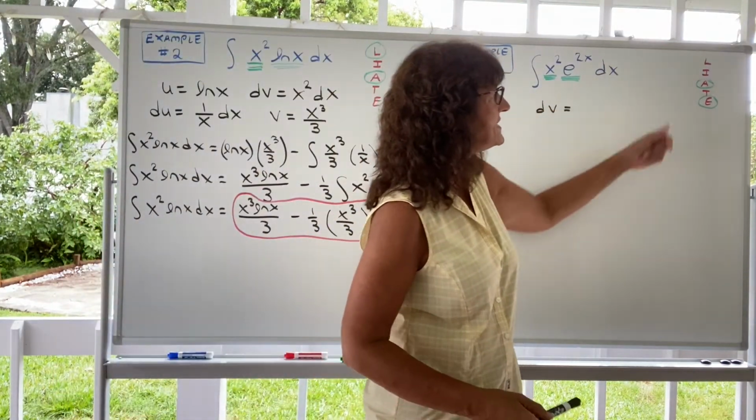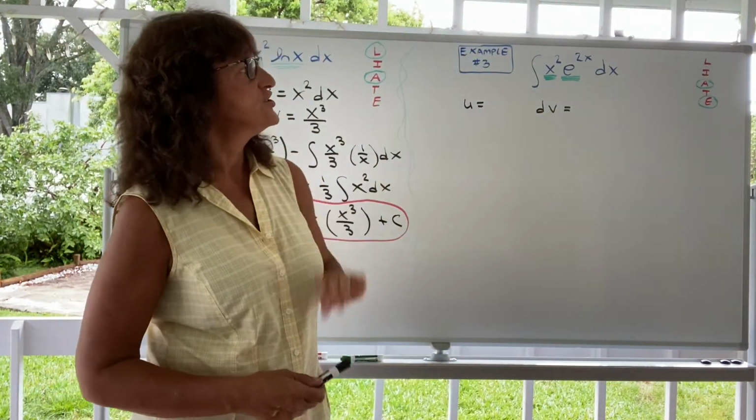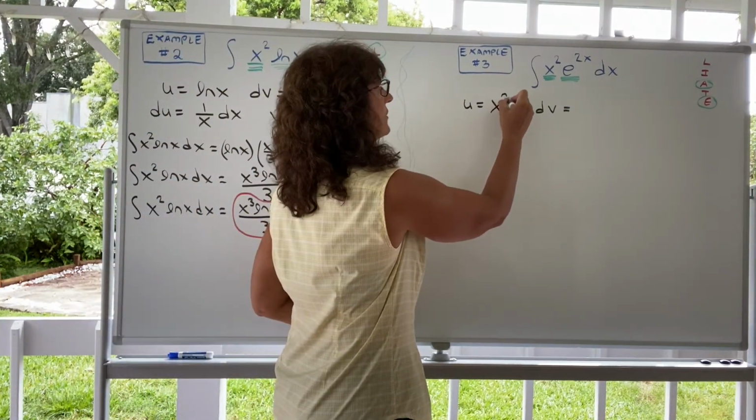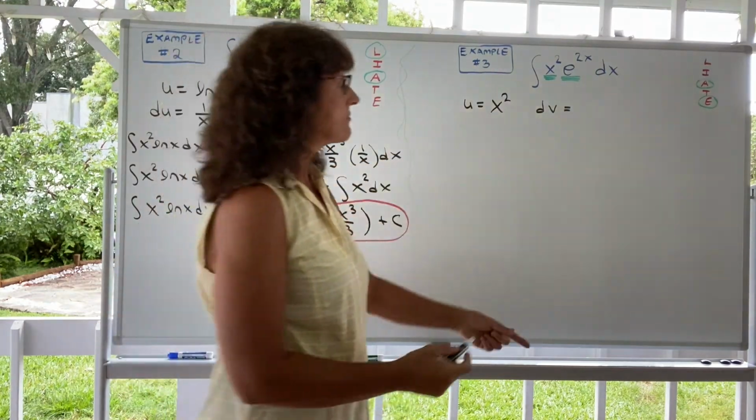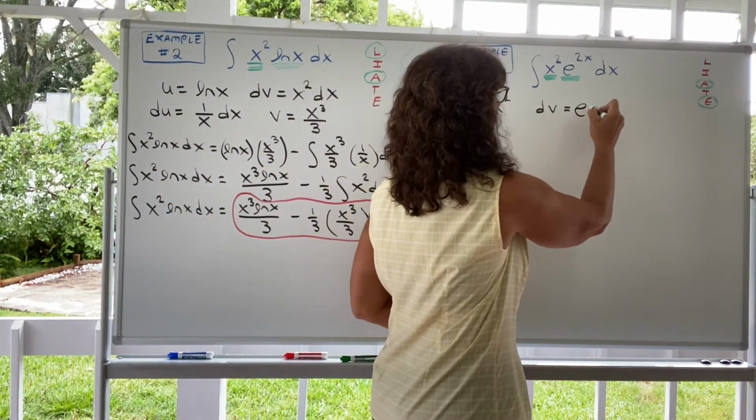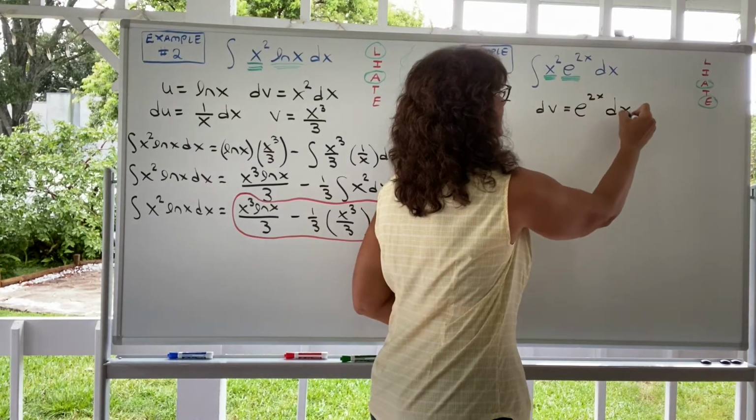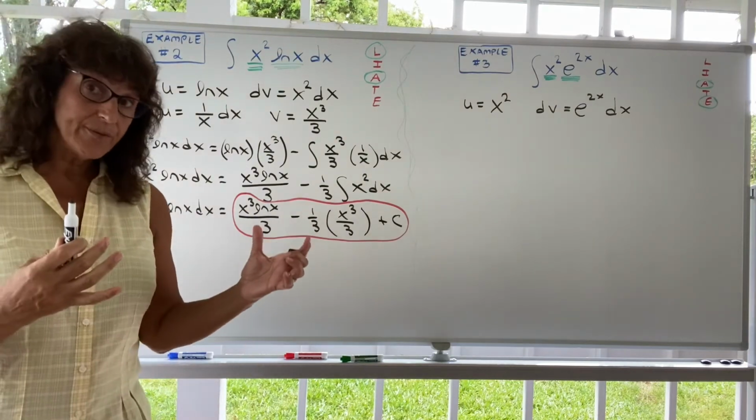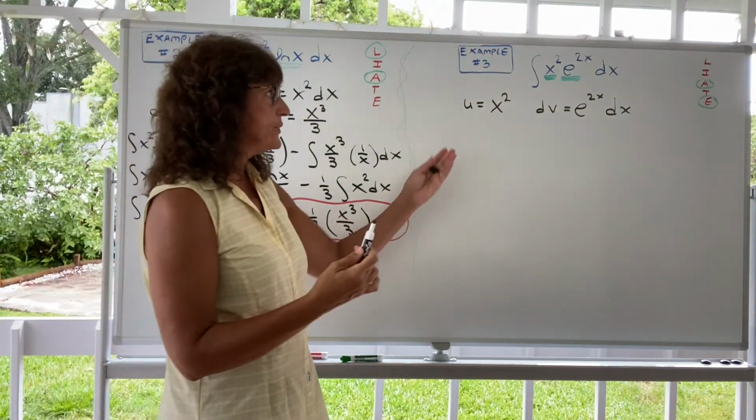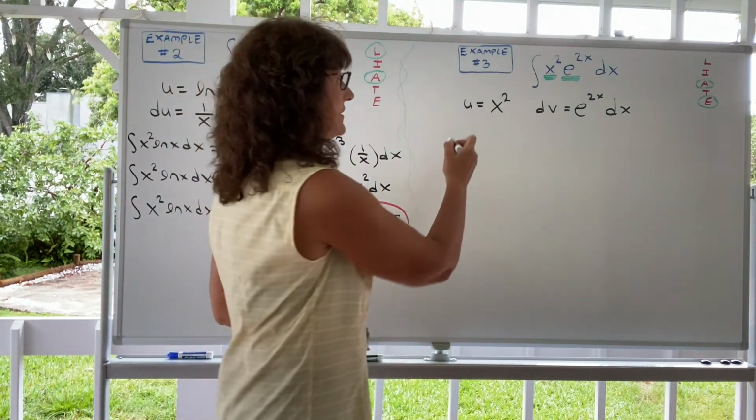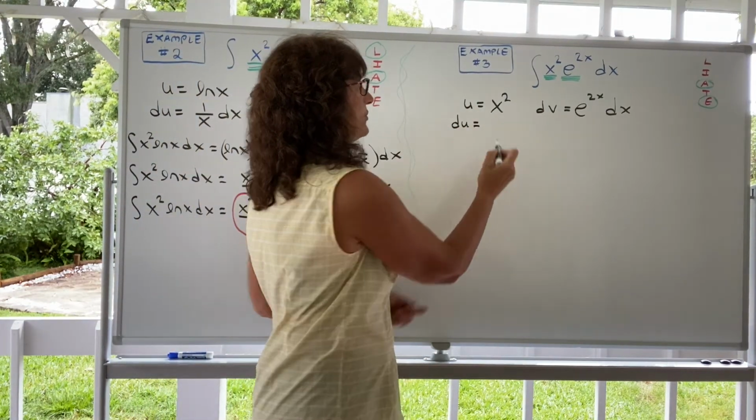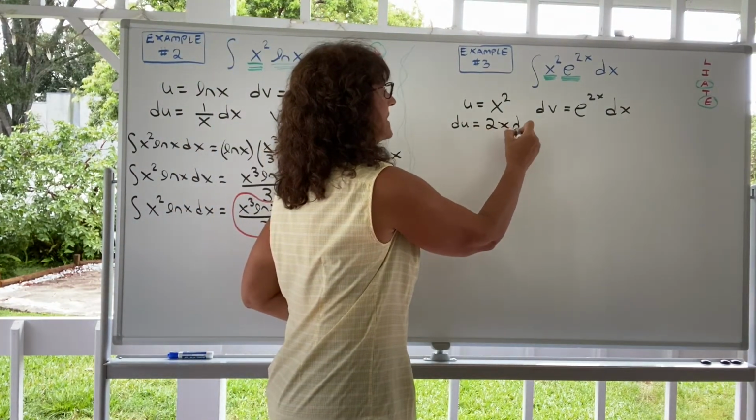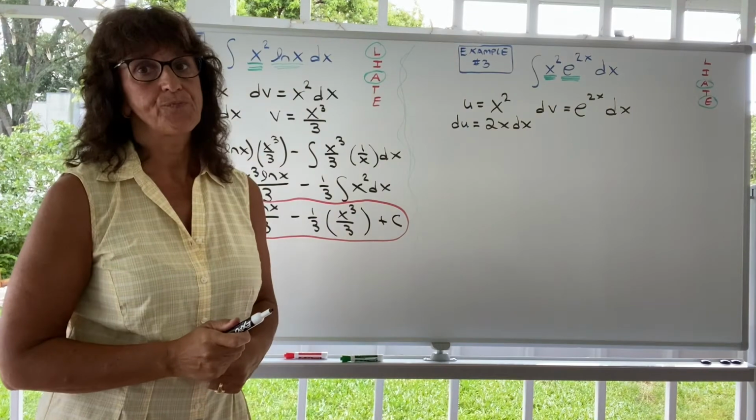As you go down the LIATE list, which function comes first? The algebraic. X squared comes first. U will be x squared. So what about dv? It's the rest of the integrand, e to the 2x dx. Then we need the rest of the pieces. We know what u is, we need the differential du. So du, we take the derivative of x squared, 2x, multiplied by dx. There's our differential.